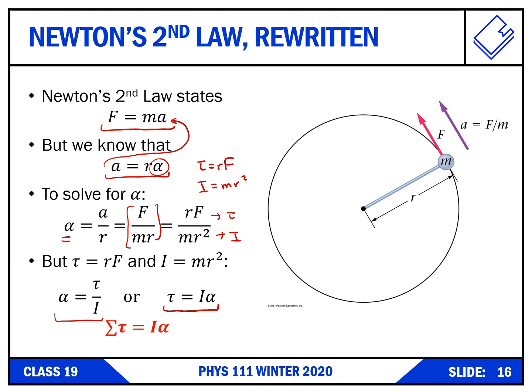So instead of F equals ma, we've rewritten it in terms of our rotational equivalents. The rotational equivalent of force is torque, so we have tau. The rotational equivalent of mass is the moment of inertia, I, so we have I over here. And the rotational equivalent of acceleration is angular acceleration, or alpha. So it's just F equals ma, the same equation, but in rotational terms.